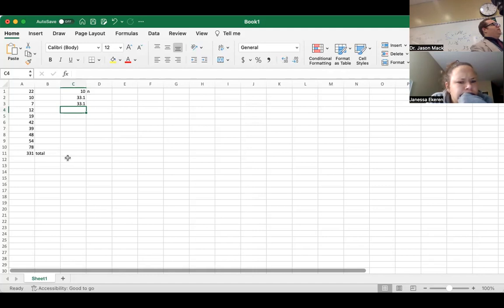So I just did equals, and then I did 11 divided by A11. See that? Excel is columns and rows, and they're automatically labeled for you. Now, I'm taking a shortcut. I could say equals 331, because I know that's the sum, divided by 10. I would still get the same answer.